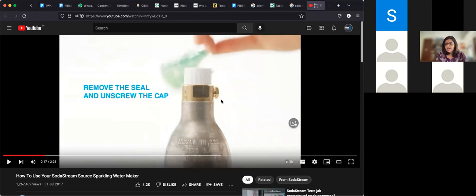So they said carbonator. The reason why this is called a carbonator is because it's a tank of carbon dioxide gas, which is compressed and stored under an extremely high pressure. So this is the source of the fizz.